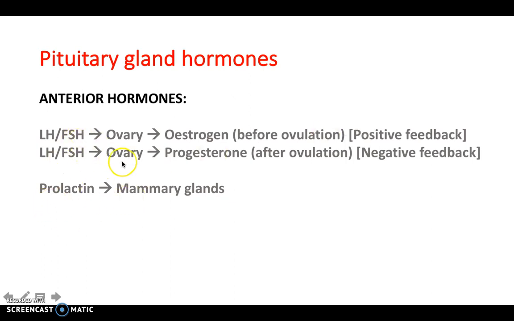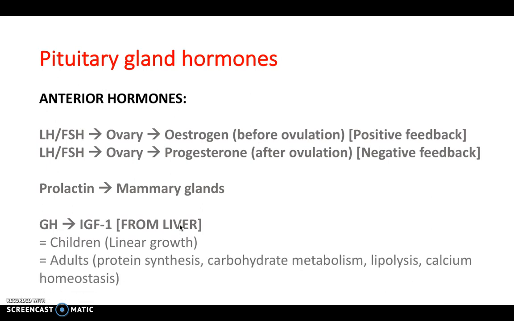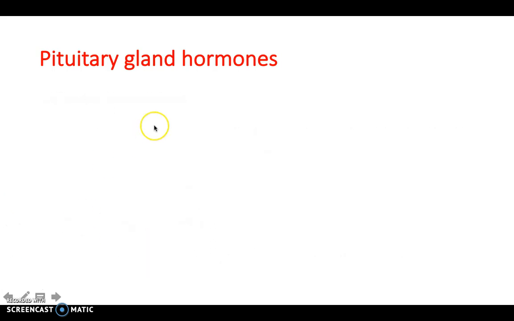Prolactin acts upon the mammary glands, and growth hormone is an interesting one because it acts indirectly by causing the production of IGF-1, interstitial growth factor 1, from the liver. So in children, this of course causes the linear growth, but in adults it also has an important role, so protein synthesis, carbohydrate metabolism, lipolysis and calcium homeostasis as well. So be aware that growth hormone isn't just relevant in children, it's also implicated in adults.